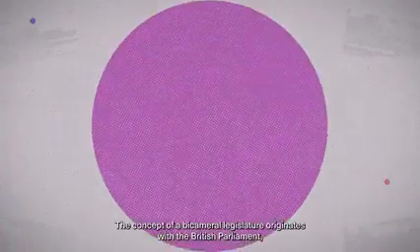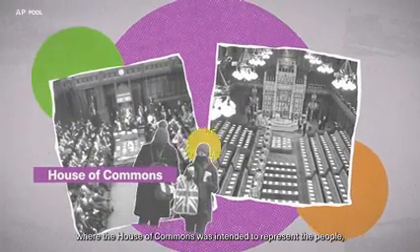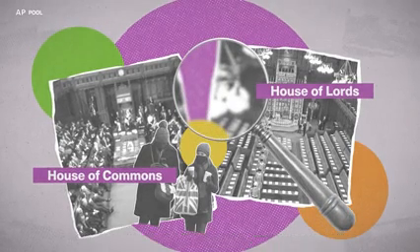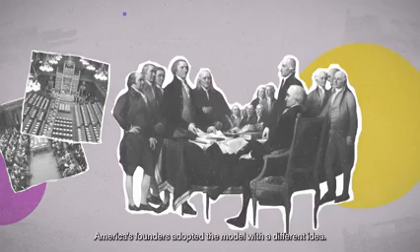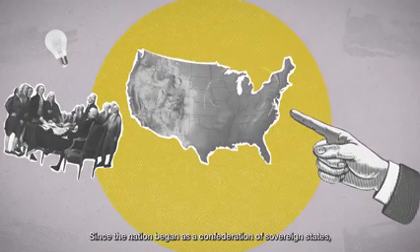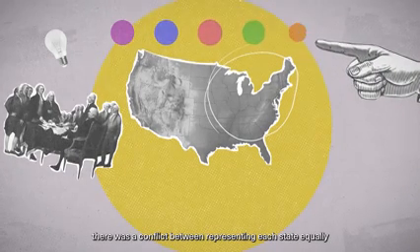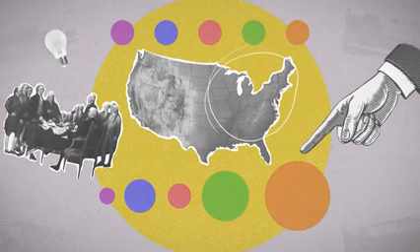The concept of a bicameral legislature originates with the British Parliament, where the House of Commons was intended to represent the people, while the House of Lords has evolved to be seen as a body of experts to review proposed laws. America's founders adopted the model with a different idea. Since the nation began as a confederation of sovereign states, there was a conflict between representing each state equally and reflecting the greater contributions of the more populated states.